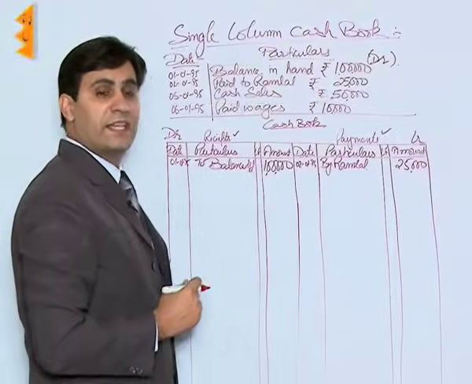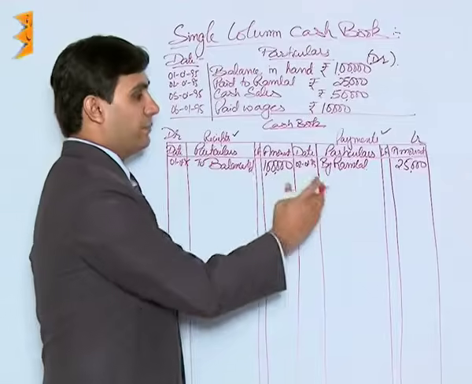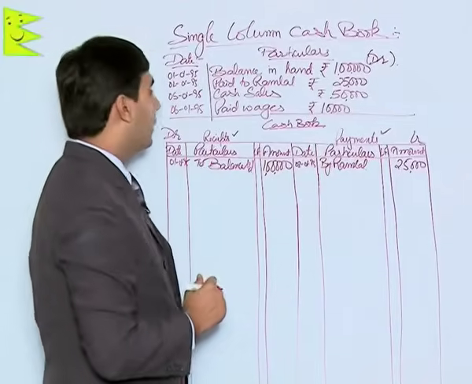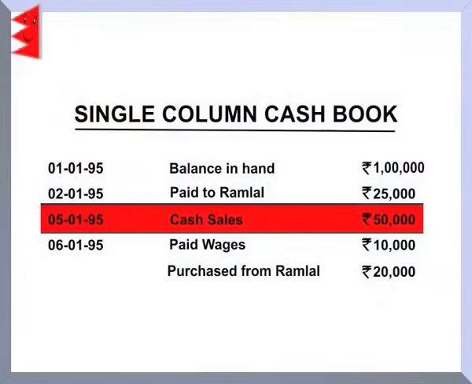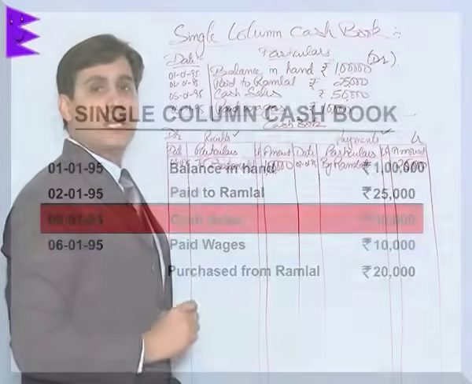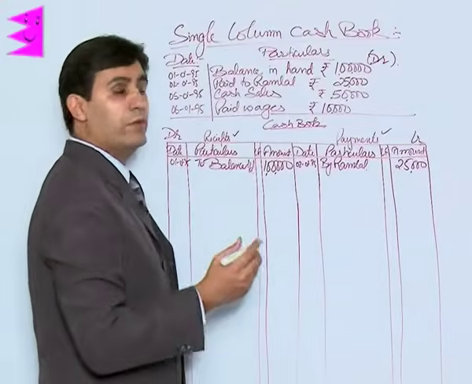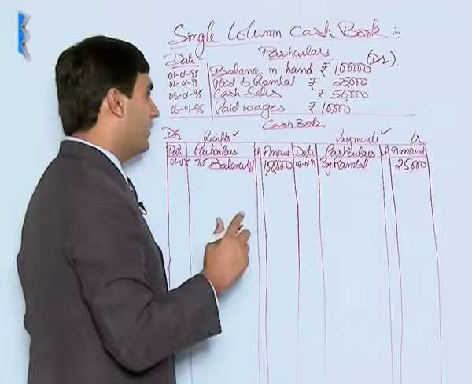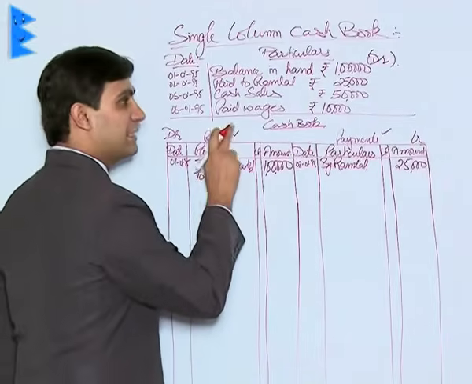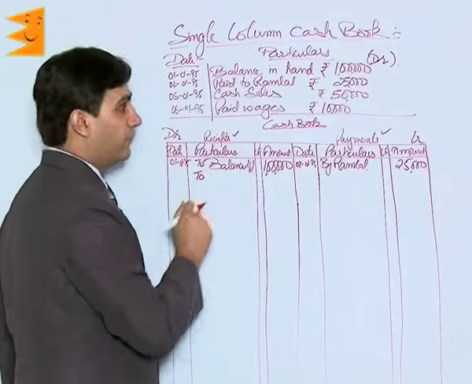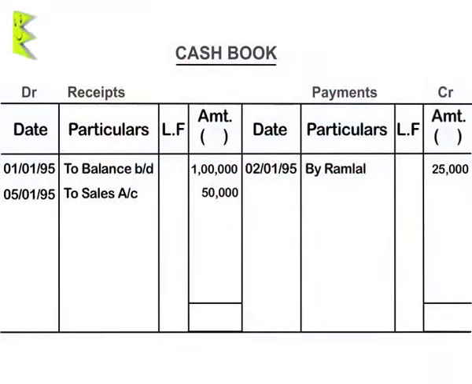Again students, since in this case the payment was made, the entry has been made on the credit side. Now coming to the third transaction, that is cash sales. By cash sales we mean goods sold for cash. Since the goods are being sold for cash, it clearly implies that we will be receiving cash. Now we are receiving cash, so the entry would be made on the receipt side, and the receipt side is the debit side. So it will be to sales account, and the amount would be 50,000. Do not forget to mention the date here, which is 5th of January.